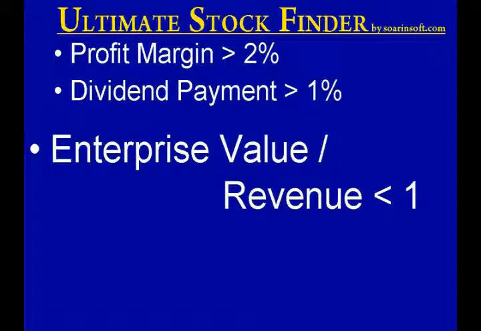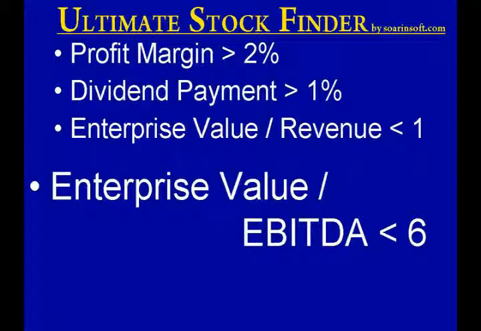Enterprise value divided by revenue is one of several Warren Buffett-inspired ratios that we like. This ratio will be explained in detail in another video. We like it to be less than 1. Enterprise value divided by EBITDA, also to be explained later. We prefer it to be less than 6.